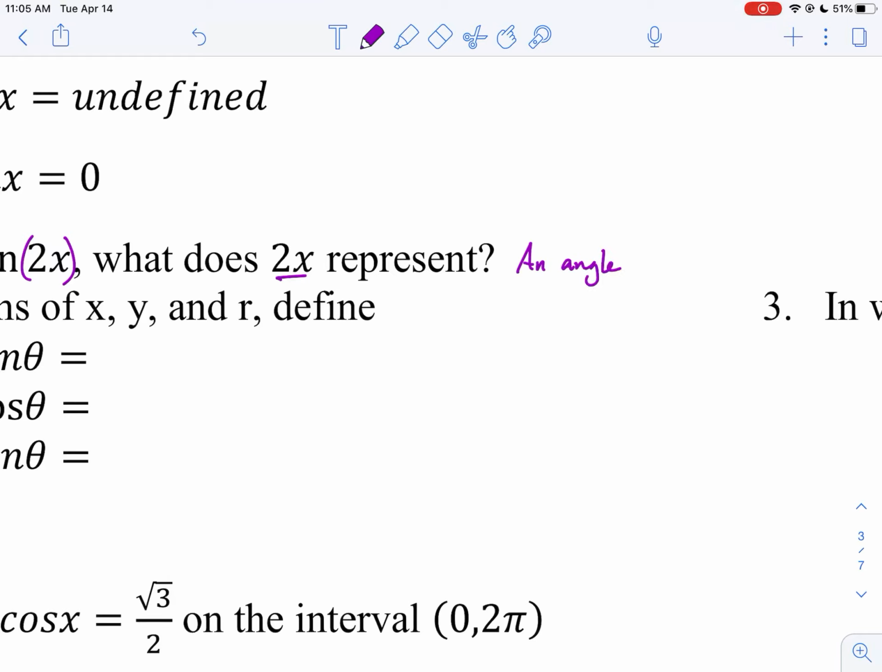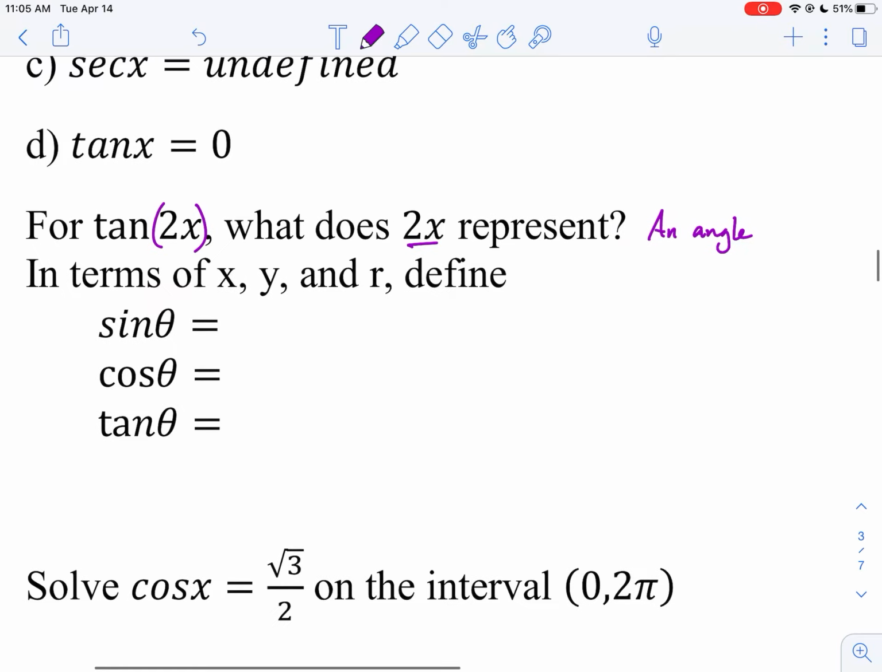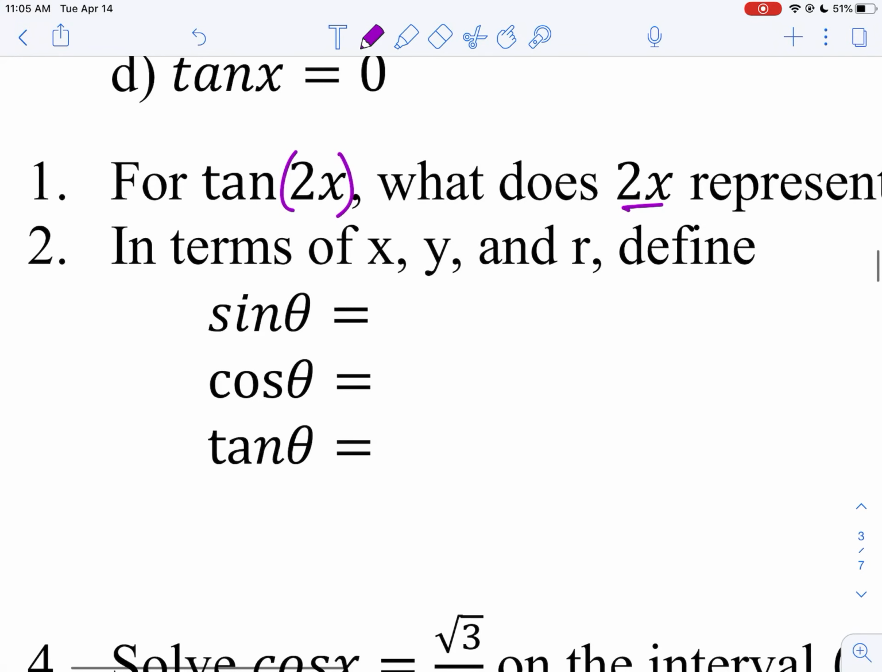Hopefully you're thinking tangent of an angle. 2x represents an angle. And if you wanted to get a little more technical, just 2x itself is the angle. Tangent then tells me I'm interested in the y value over the r value for that angle on a given circle. I said that wrong. Y value over the x value. Which actually takes us to this next question, number 2.